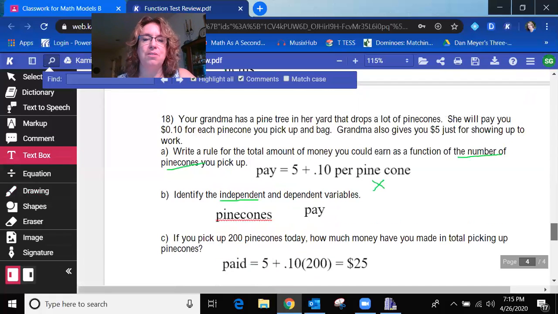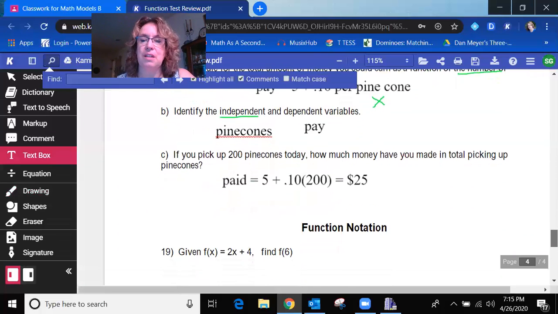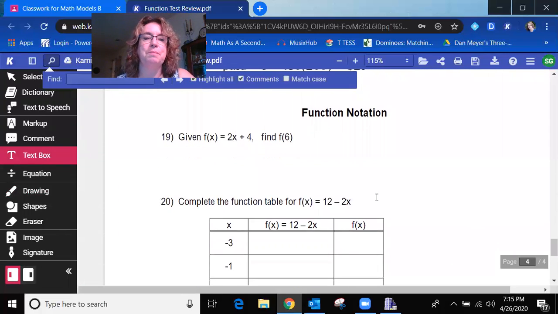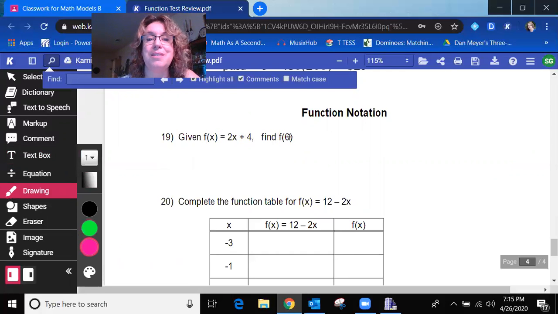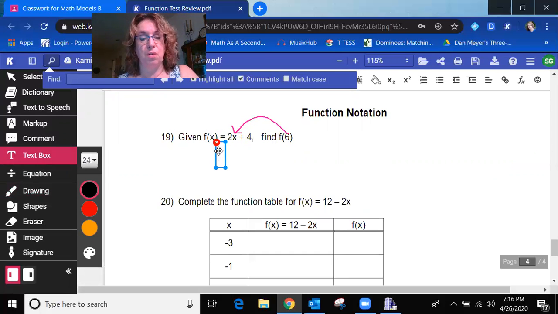So that is a little section on independent and dependent. And here's another section. Given f of x equals 2x plus 4, find f of 6. You definitely will have something like this on the test. The one inside the parentheses is the x. Now, it has to be in the parentheses because there's a different kind that's not. So that one is going to go right where the x is. It says 2x plus 4, but instead of x, in parentheses, I have to put the 6.